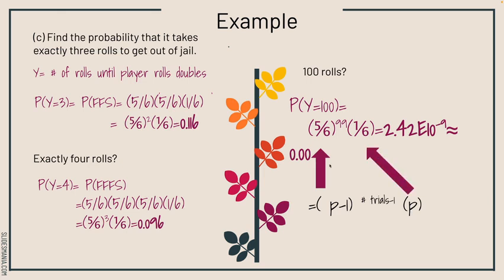Okay, so that shows you the 5/6 is the p minus 1, which is a complement of success, and then 1/6 is success.